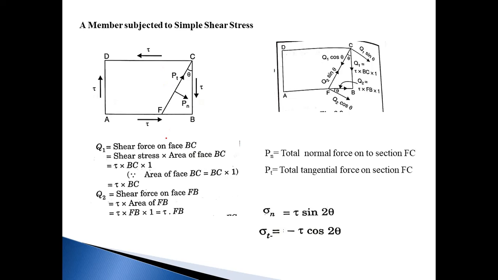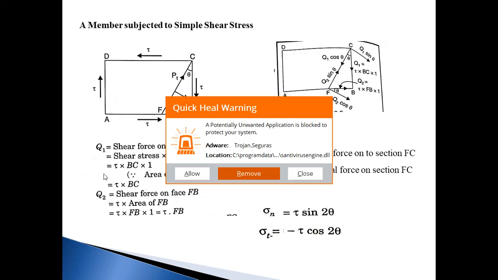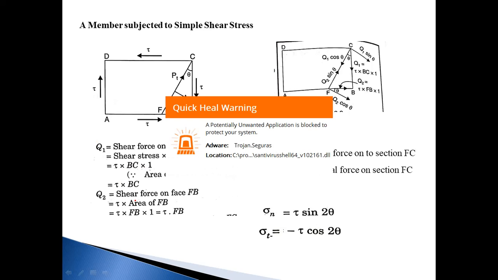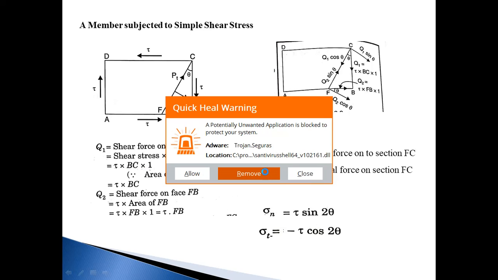So due to the shear stress, first calculate Q1. Q1 is the shear force on face BC. How to calculate the shear force on face BC? That is shear stress into area of BC, so Q1 is tau into BC into 1, that is tau into BC.